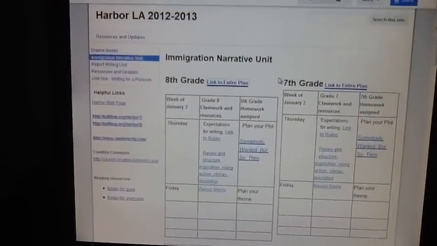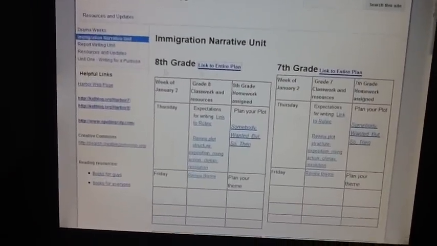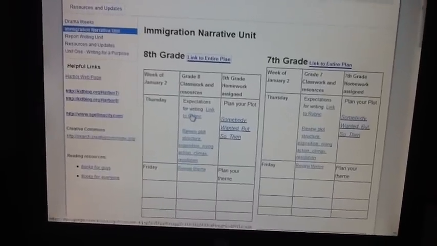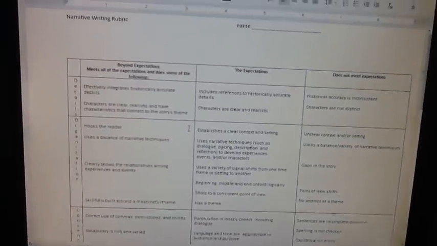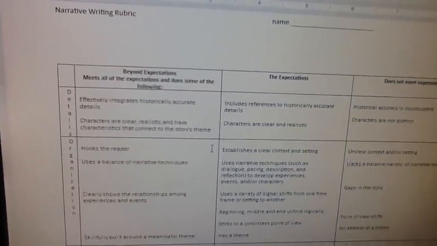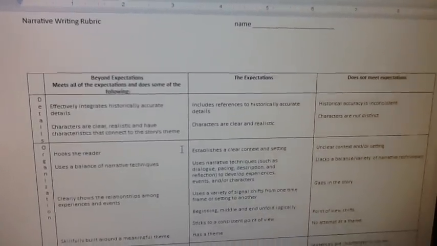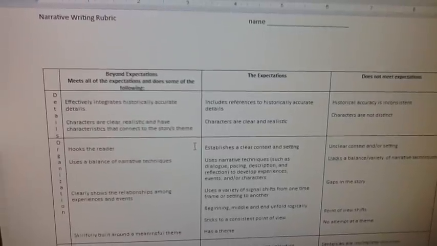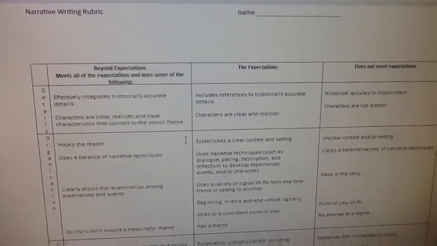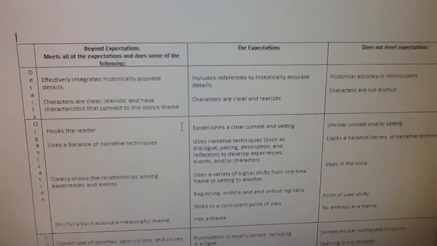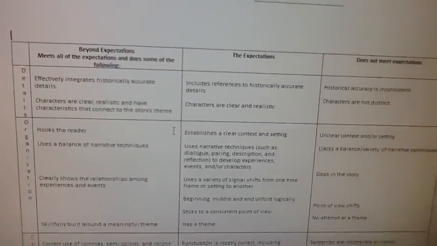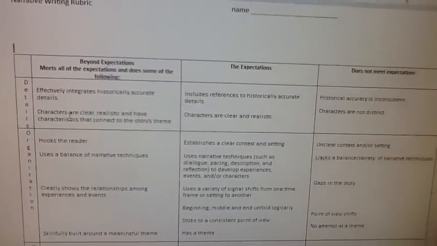Let's take a look at the rubric together so you know exactly how you're going to get graded when this is finally finished. On the rubric, you'll notice that I have columns for the expectations in the center, beyond expectations, and does not meet expectations. I'm going to take time right now to go over the expectations. You can take time on your own to look at what it means to go beyond.